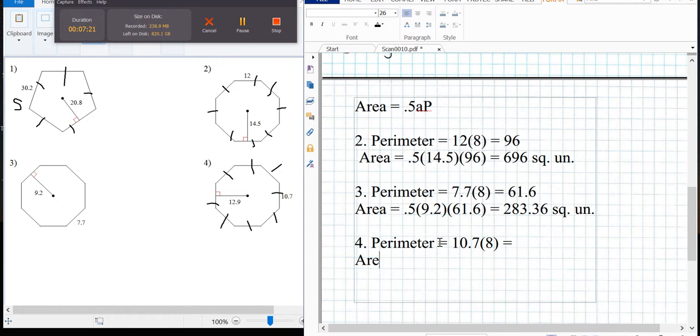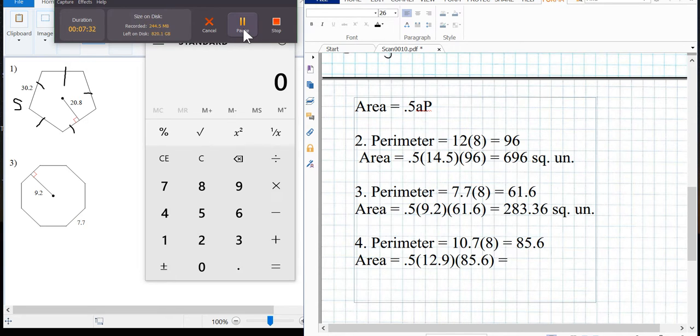And then in order to calculate the area, let's do 0.5 times 12.9, and all of that times that other answer. Alright, let's try out that last one. So we have 0.5 times 12.9 times the perimeter, which came out to be 85.6. So we get 552.12 square units. Alright, so that's about it on finding the area of polygons when you're given the apothem and the length of one side.